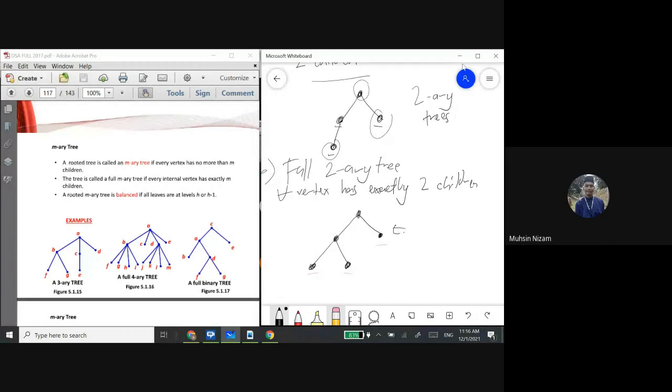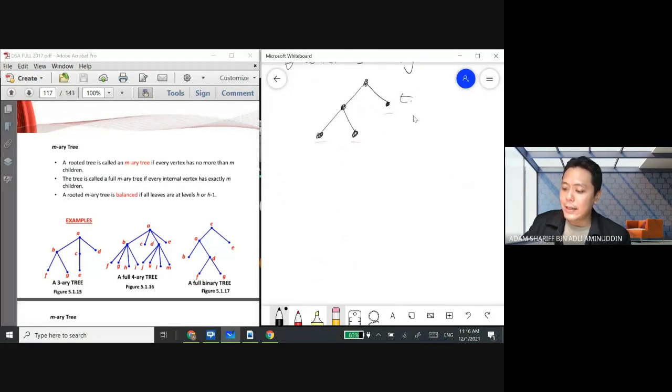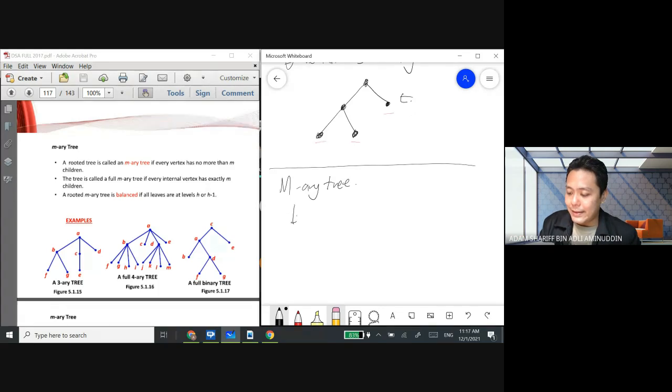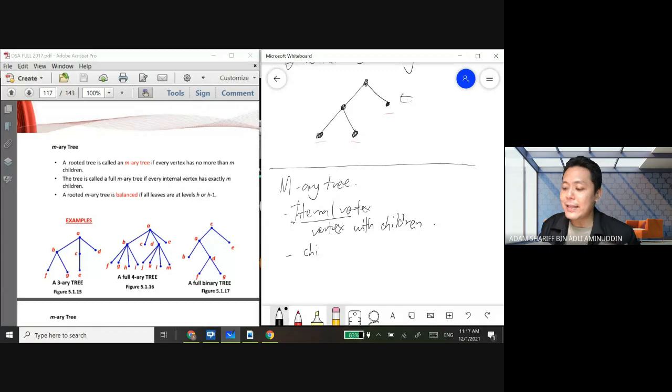Alright, thank you sir. Bagus juga soalan tu sebenarnya. Mungkin saya akan shape balik, okay? Redefine balik. M eri 3, saya rasa lebih elok kalau kita guna pendekatan internal vertex. Internal vertex is the vertex with children. Kita kaitkan children tapi hanya apply to internal vertex. Leaf tak payah kita consider.